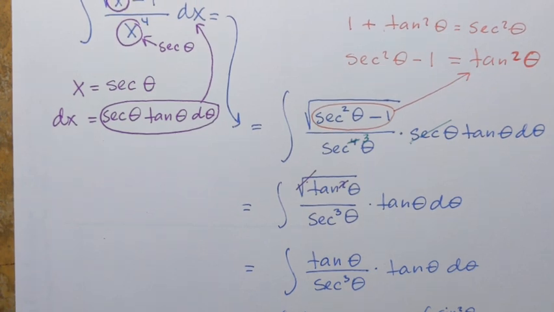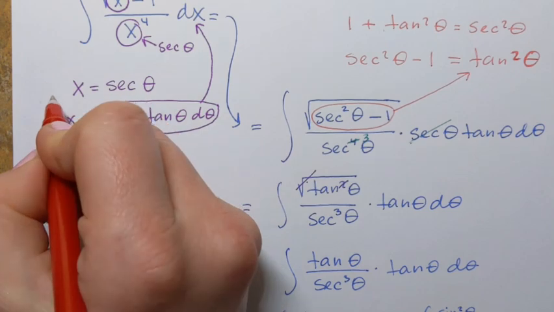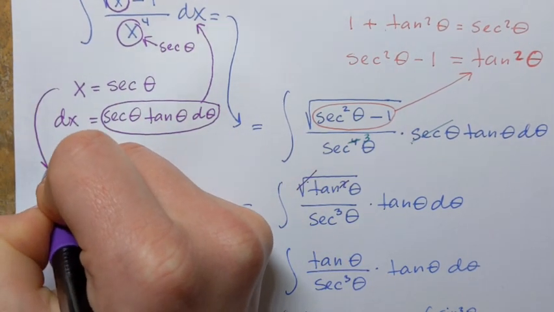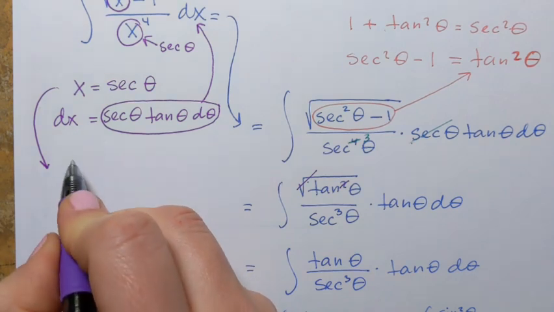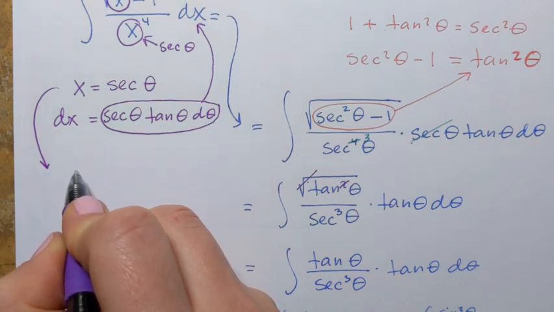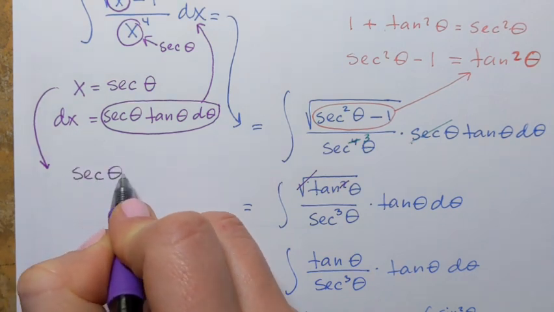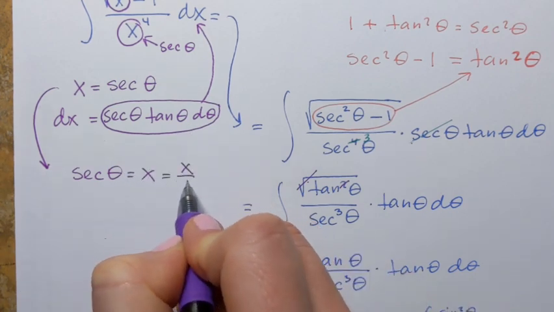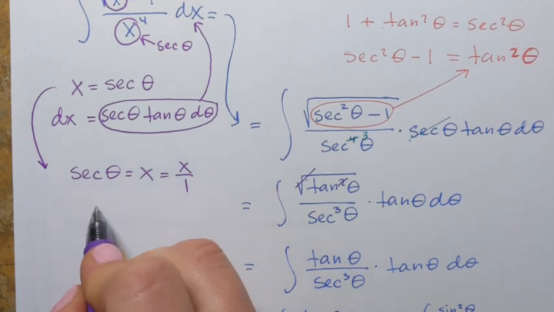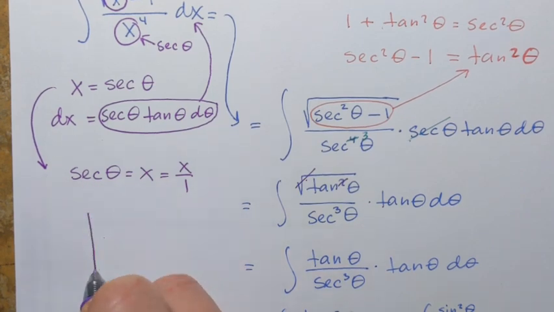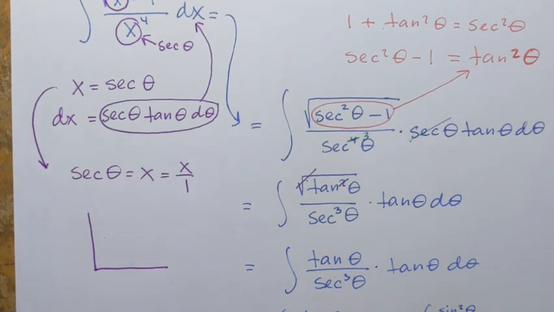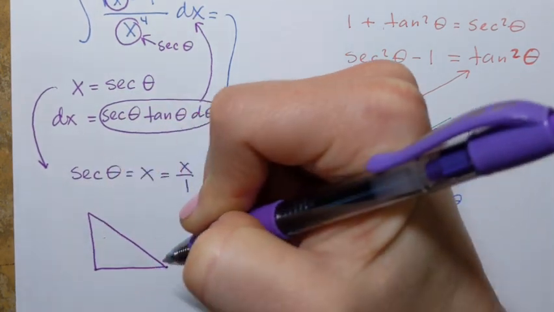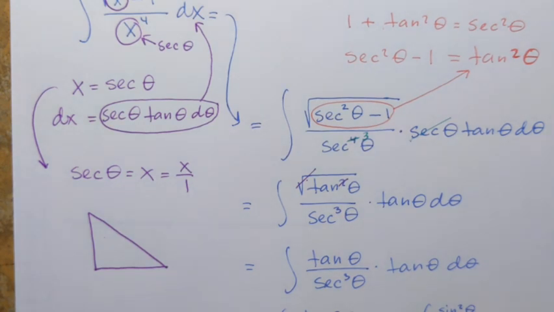Based on this substitution, we're going to do the following. So secant theta equals x, right? Which is the same as x over 1. Agree? I'm going to construct a right triangle, so that's where we'll have to refresh basic definitions, or triangle definitions, of trig functions.